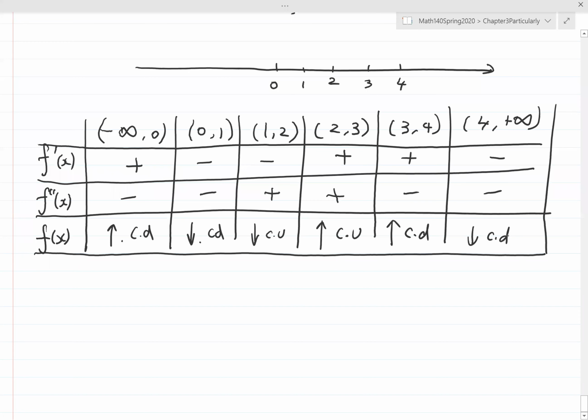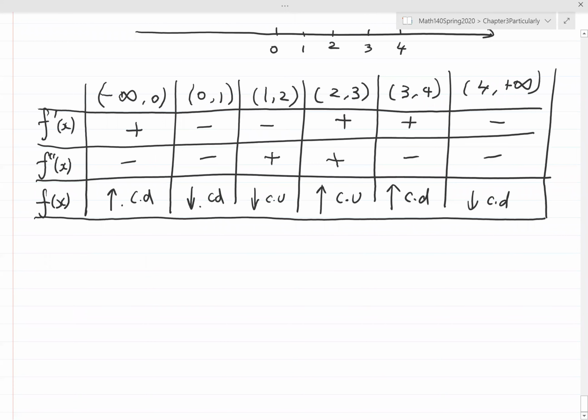Now if we plot a rough graph for each interval: increasing, concave down looks like this. Decreasing, concave down looks like this. Decreasing, concave up, increasing, concave up, and then increasing, concave down. Now decreasing, concave down.